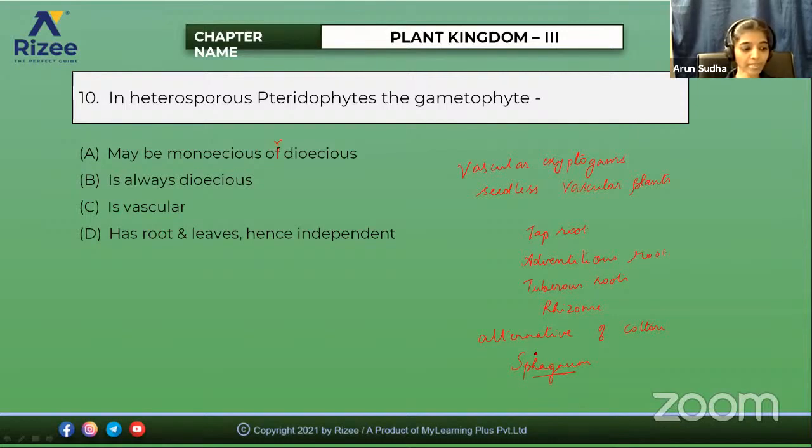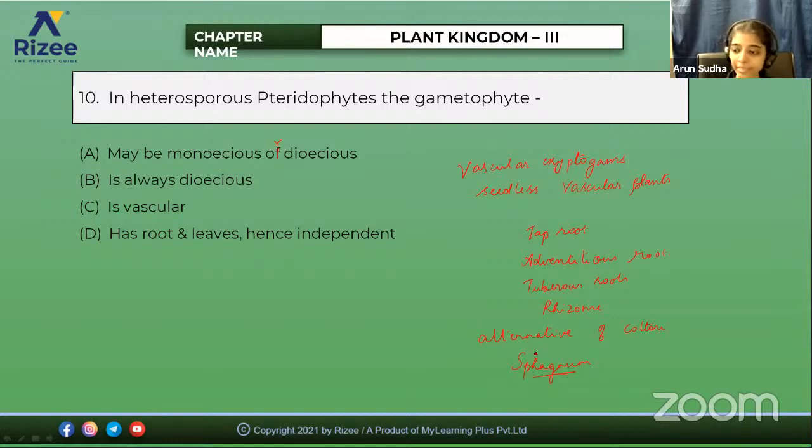Then the next question: the antherozoids of bryophytes possess: two flagella, one flagellum, multiflagella, or no flagella? Yeah, they are biflagellated. So A is the correct option. Good. Then the group Bryophyta includes: liverworts and ferns, liverworts and club moss, moss and ferns, or liverworts and moss. Which will be the correct option? D. Yeah, good, liverworts and moss.